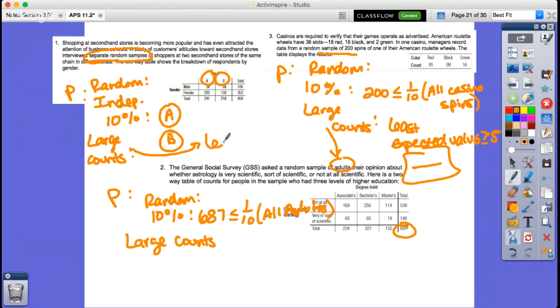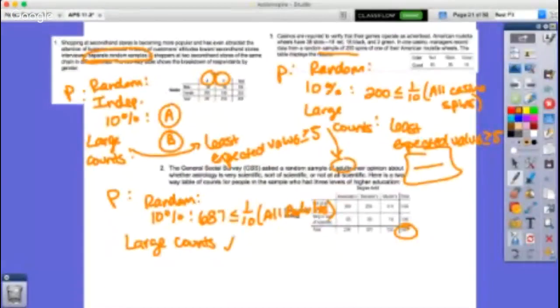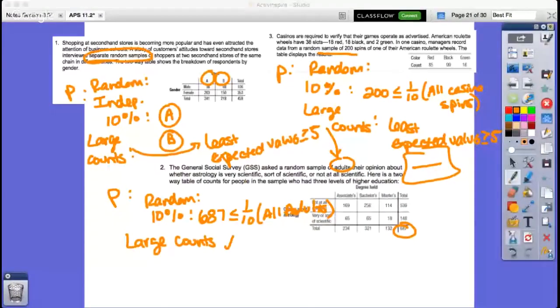The same thing goes here. So least expected value is greater than or equal to 5, and then actually list what that is. And the same thing goes for this one down here, okay? So all three of those are the exact same with what we're looking at on that one, okay?